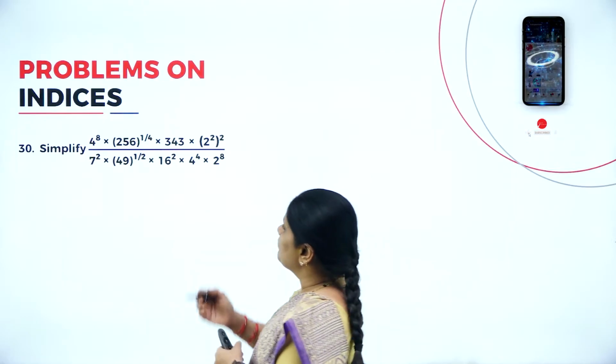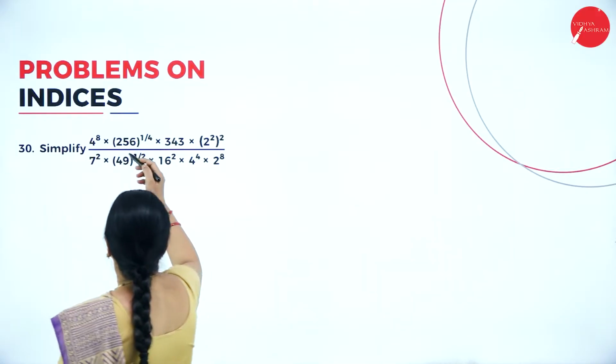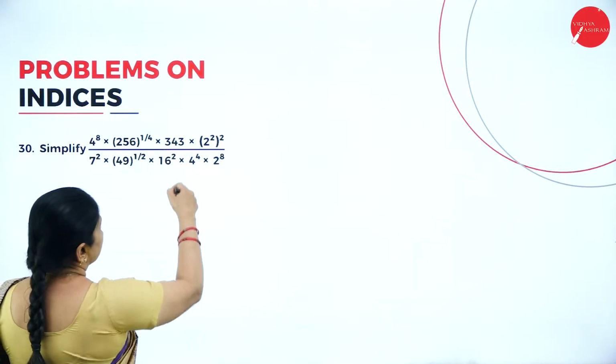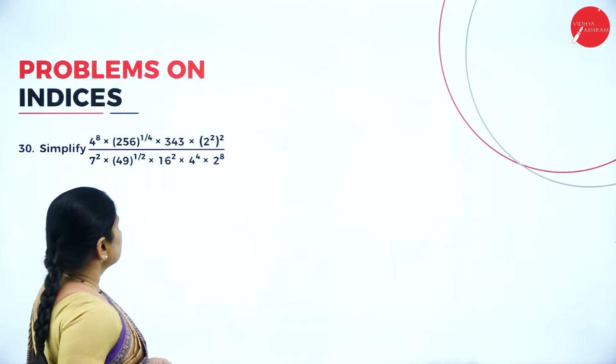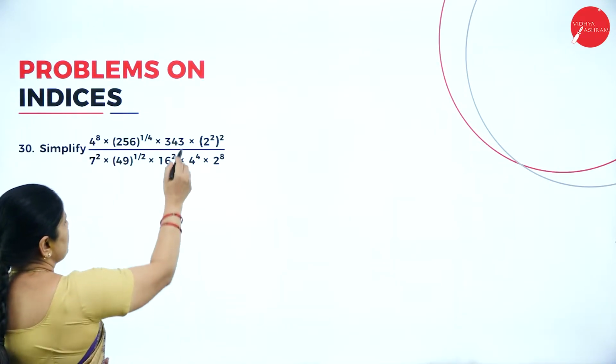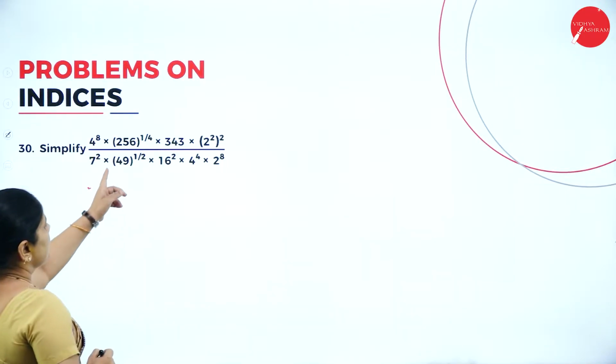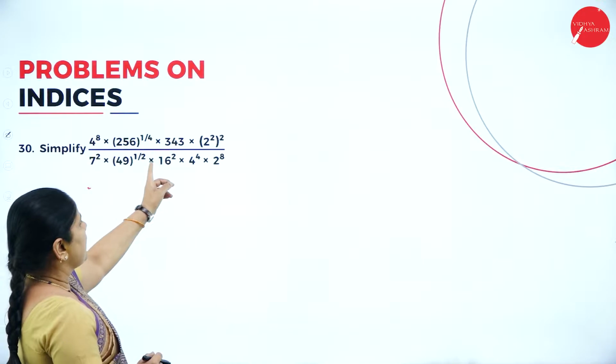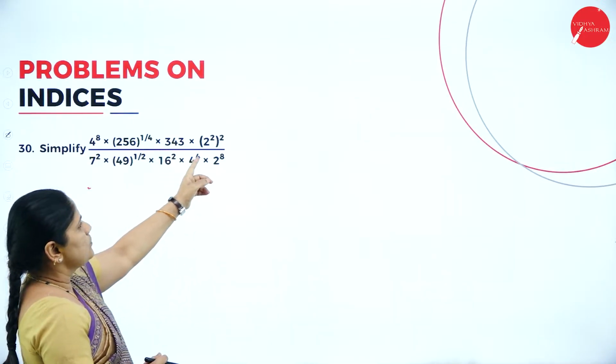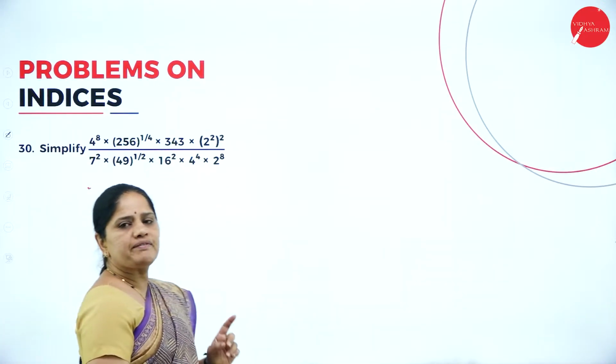We can see the problem here: 4 to the power of 8 into 256 to the power of 1 by 4 into 343 into 2 square, the whole square, divided by 7 square into 49 to the power half into 16 square into 4 to the power 4 into 2 to the power 8.